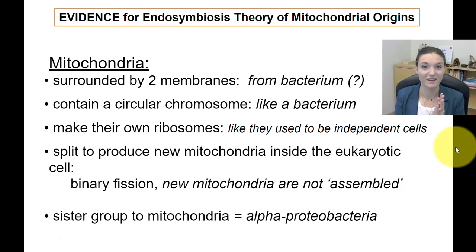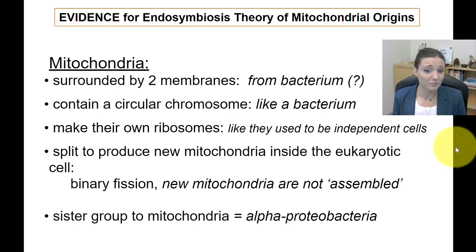Okay, so a lot going on here. Some of the main lines of evidence for the endosymbiosis theory of mitochondria: it's surrounded by two membranes. Bacteria have two membranes, right? They contain a circular chromosome, like bacteria. They make their own ribosomes. They used to be independent cells, and those ribosomes are very similar to the ribosomes that we find in bacteria. They're different than the ribosomes that we find in other eukaryotes. They split by binary fission to produce new mitochondria. They're not assembled like the Golgi is assembled or the ER is assembled. No, mitochondria reproduce on their own.